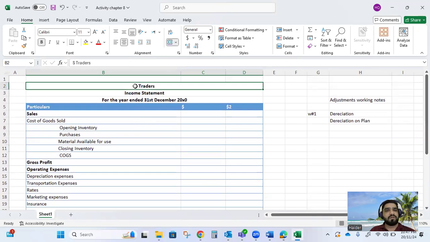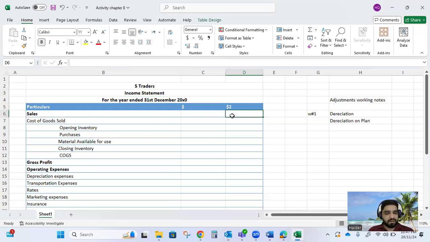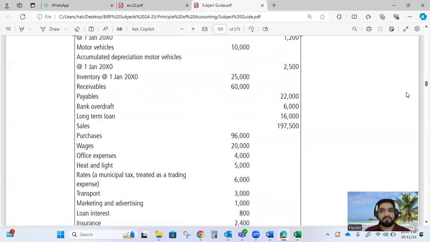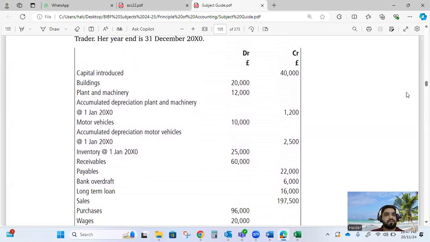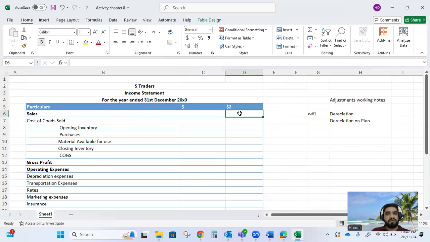The title is given. The income statement is written for the year ending 31st December 2010. And then the first value is the sales value. Let's place the values one by one from the given question. We have first information about sales. Sales value is given, 197,500. 197,500 is the value of sales.